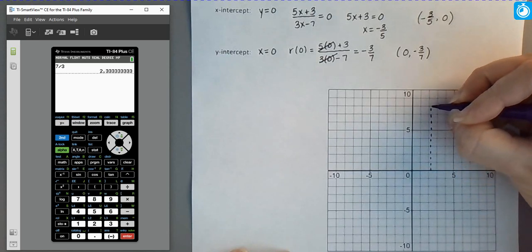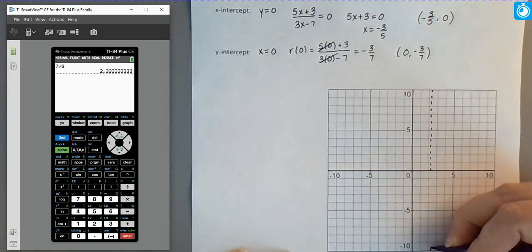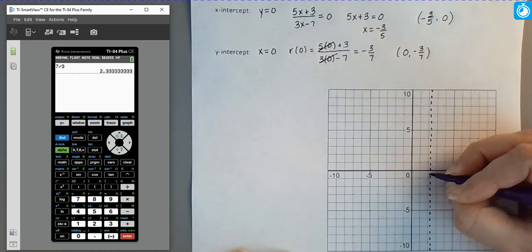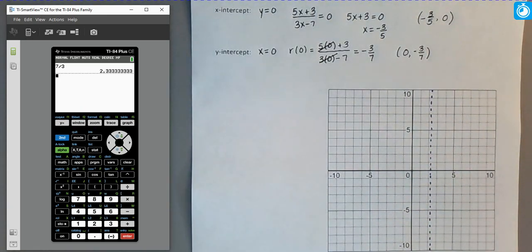So just ballpark it. It doesn't have to be perfect, just as long as your vertical asymptote is between x equals 2 and x equals 3. Okay, now our horizontal asymptote fell at 5/3. So if I approximate 5/3, that's going to be 1.67.